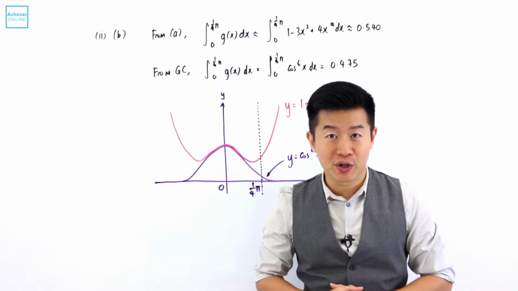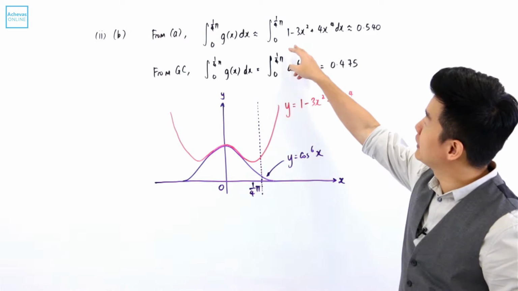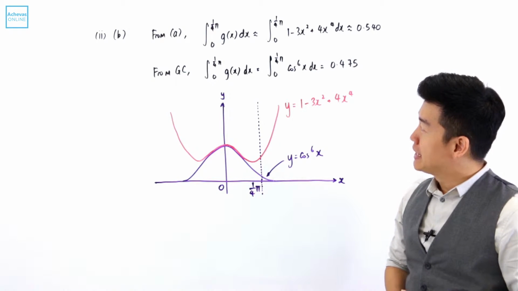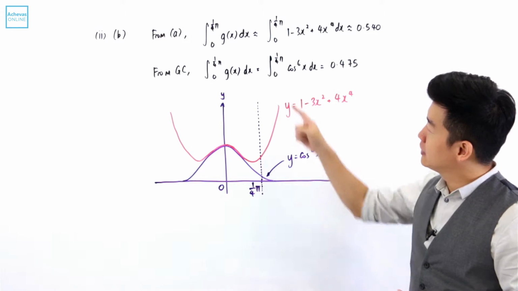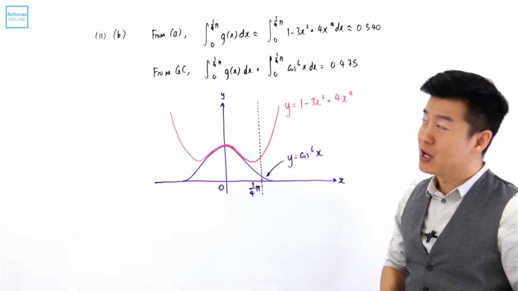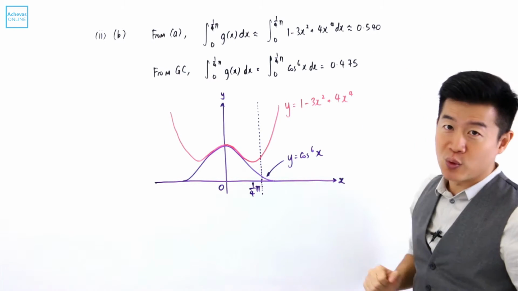When we make use of the approximated expression for cos^6(x) in part A to evaluate this integral, we get 0.540. Now if we were to use my graphing calculator, this evaluates to 0.475. So why is it that the approximation from part A is not a very good one?